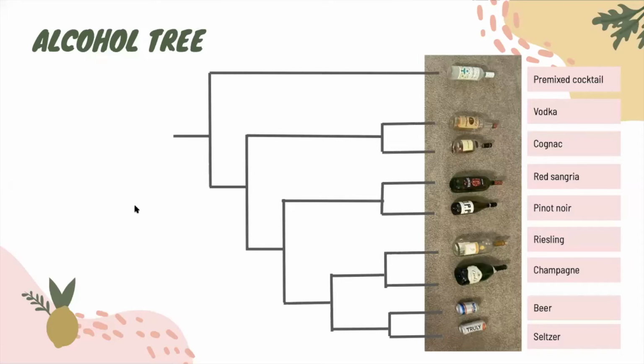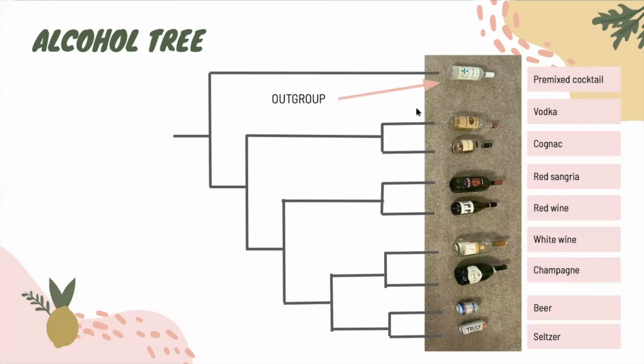So here's the phylogenetic tree of the different types of alcohol that I made. I based this off of alcohol content and the color of the drink. And up here I have two different liquors, cognac and vodka, which are the strongest beverages that we have. And then we have red sangria and Pinot Noir because they're both red wines. And then we have Riesling and Champagne as they're both white wines. And then beer and seltzers have a lower alcohol content and kind of stand out from the rest of the group. And as you can see out here, we have our outgroup.